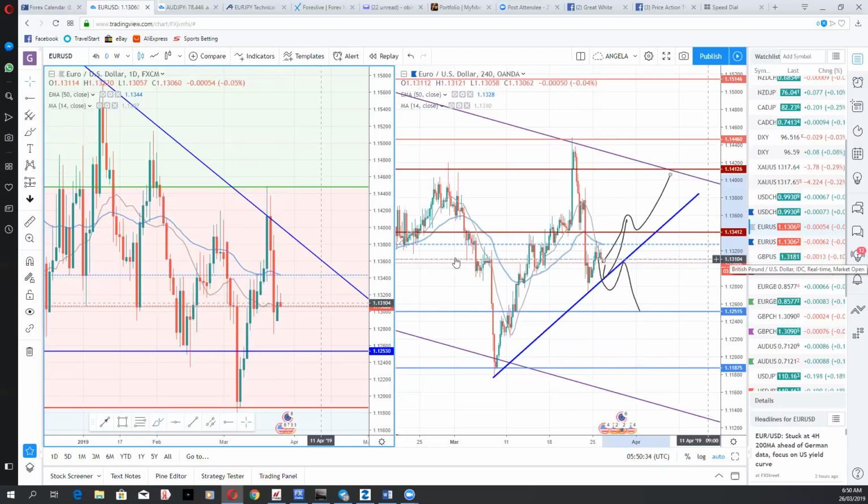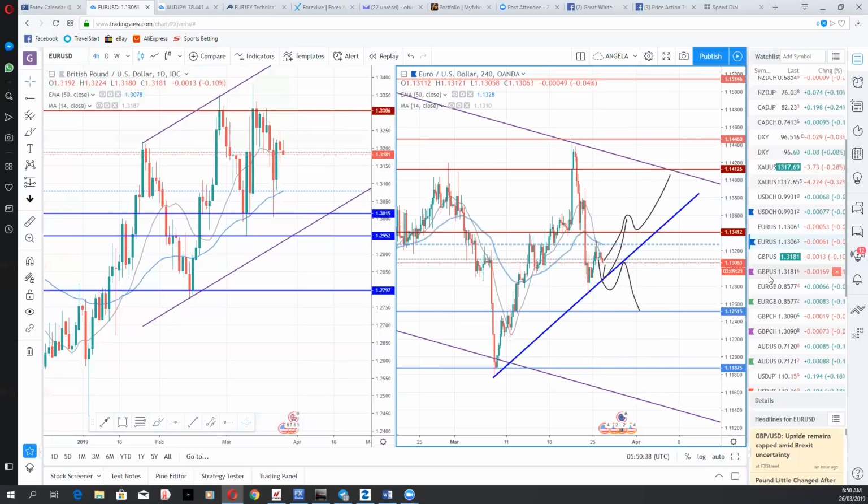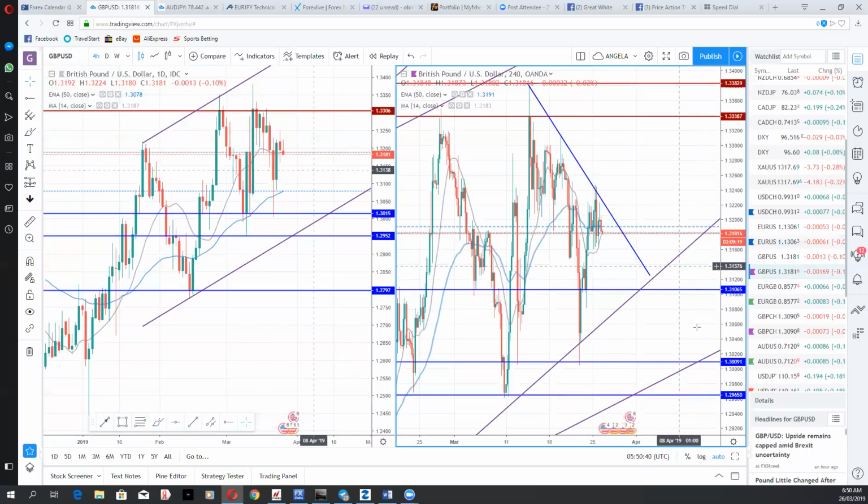The next one we'll be looking at is the GBPUSD.